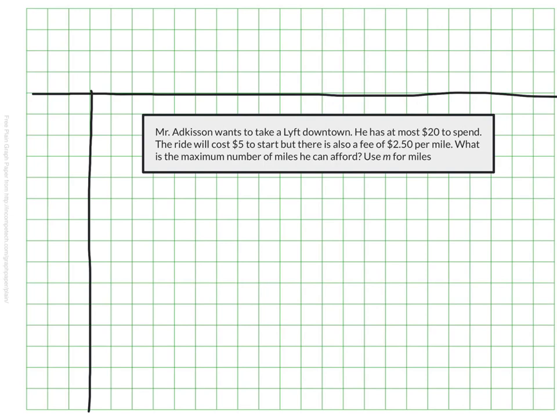Well, we know he wants to spend less than or exactly $20, so this is an inequality that would look like less than or equal to $20. Then we can dissect the rest. We know that there is a $5 fee no matter what, so that gets added on no matter how far he goes. And then it is $2.50 per mile. So this is what our inequality would look like, and we can just solve this and figure out how many miles he can afford to go.